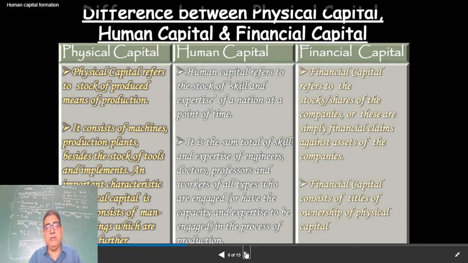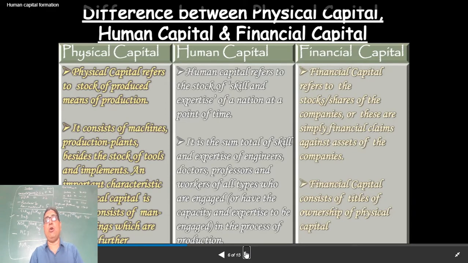So we can create a difference between physical capital, human capital and financial capital also. Physical capital refers to stock of produced means of production. The first, second, human capital formation.